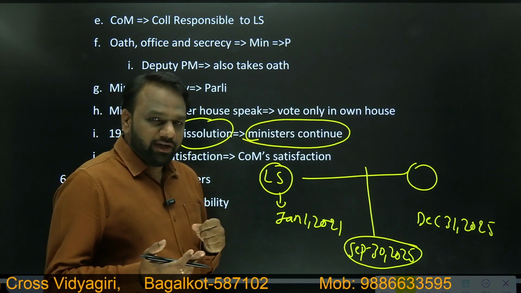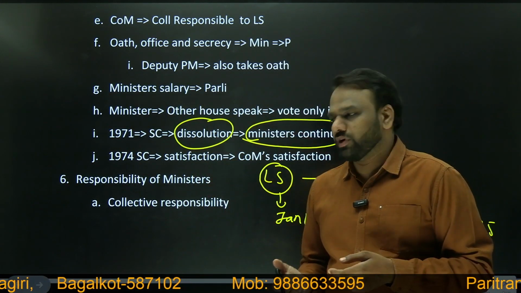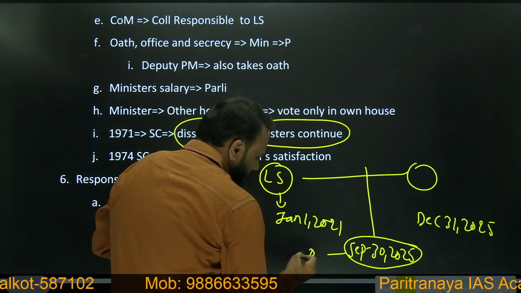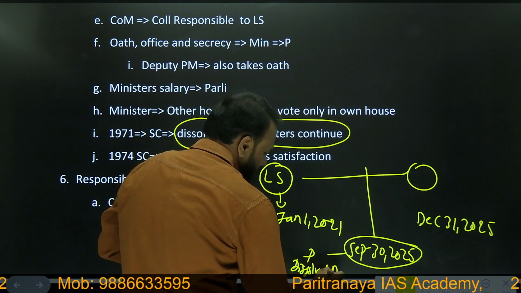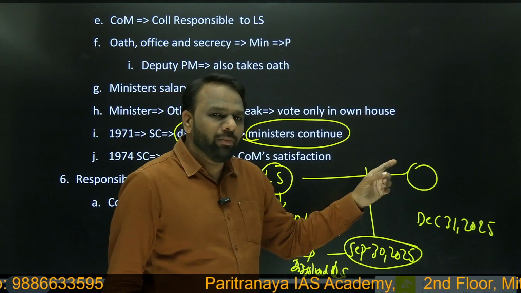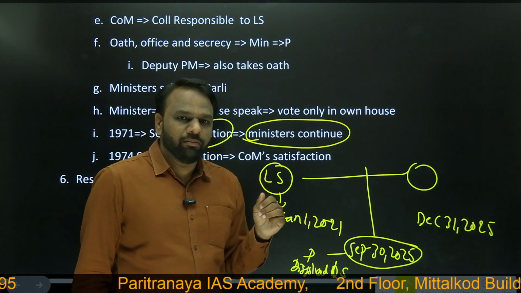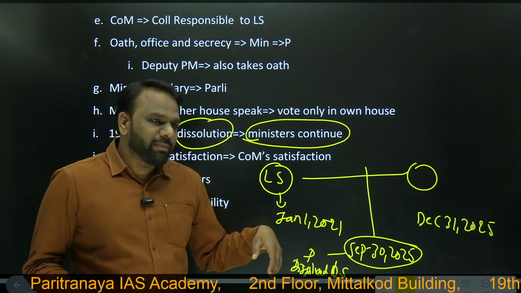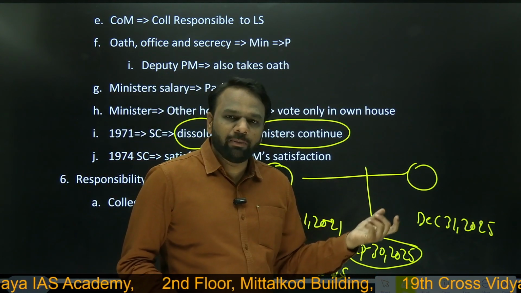We have already seen who has the power to dissolve Lok Sabha. President has the power to dissolve Lok Sabha. So let us assume the President has dissolved Lok Sabha. Now in this case, for the remainder period, October, November and December, there will be no members of Lok Sabha because it is dissolved. Next Lok Sabha members will come only after election. But for these 3 months, will there be ministers?